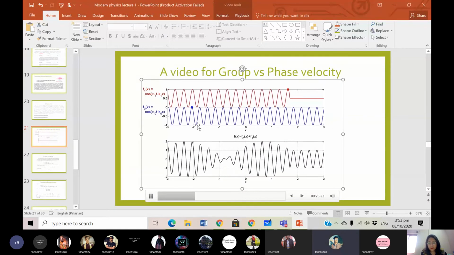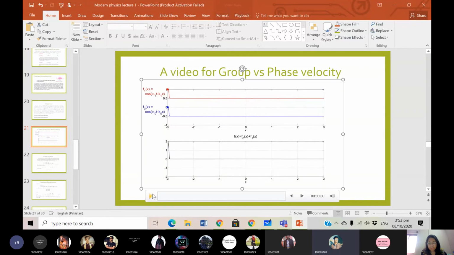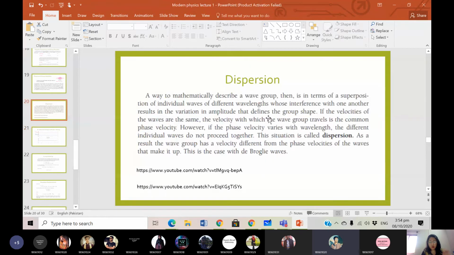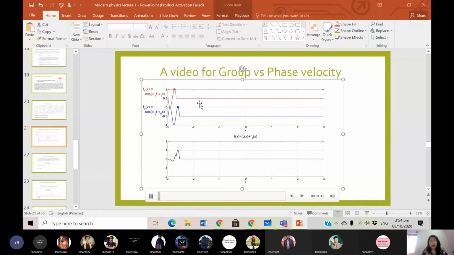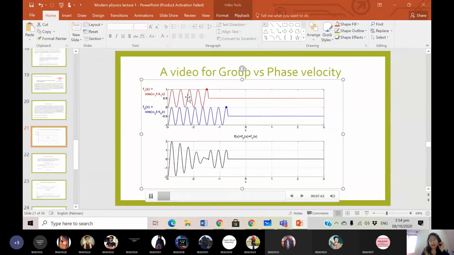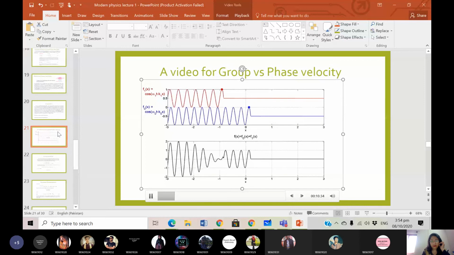मैम, समझ आ गया वैसे थोड़ा बहुत, लेकिन ये है कि अगर दोनों की स्पीड सेम होगी, जो दो वेव्स हैं, तो फिर वेव ग्रुप वेलोसिटी और फेज वेलोसिटी सेम ही होगी. It's written here, if the velocities of the waves are the same, the velocity with which the wave group travels is the common phase velocity. Yes. However, if the phase velocity varies with wavelength, कि अगर आपका जो wavelength है, wavelength के साथ, with the wavelength of the wave, किस तरह से phase velocity vary कर सकती है as a function of the wave?